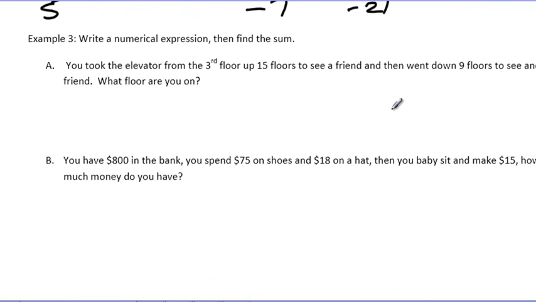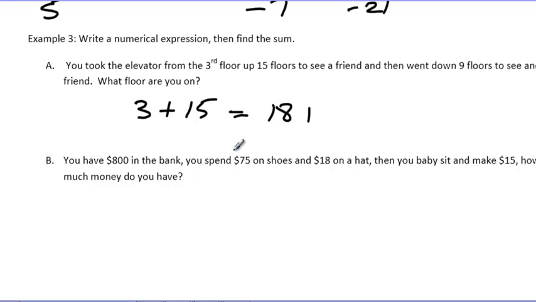All right, where we have to do a little bit of translating here. It says you took an elevator from the 3rd floor up 15 floors to see a friend, and then went down 9 floors to see another friend. All right, what floor are you on? Well, when we look at this, we're starting on the 3rd floor. Up is a positive number, as we saw yesterday, so we're going to go up 15 floors. Okay, and that will give us 18.